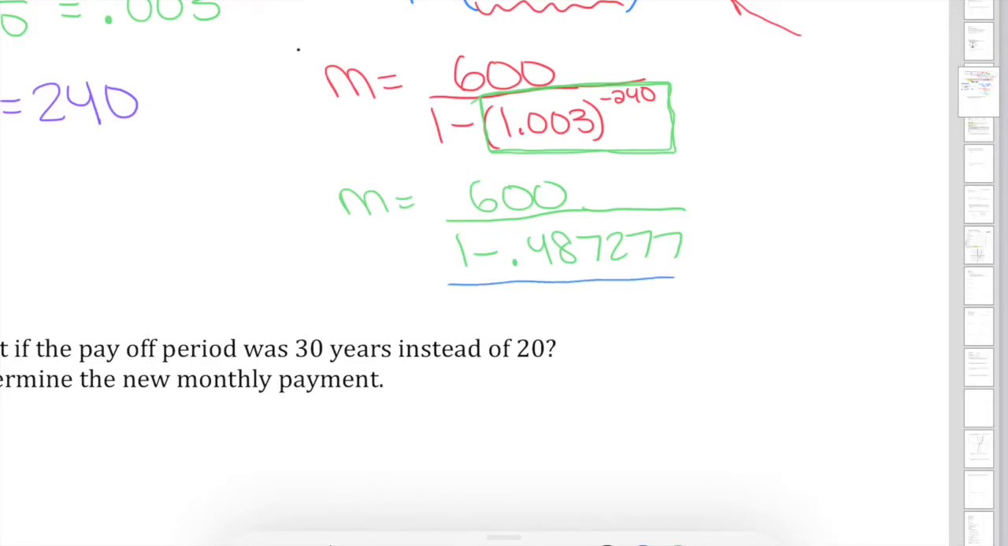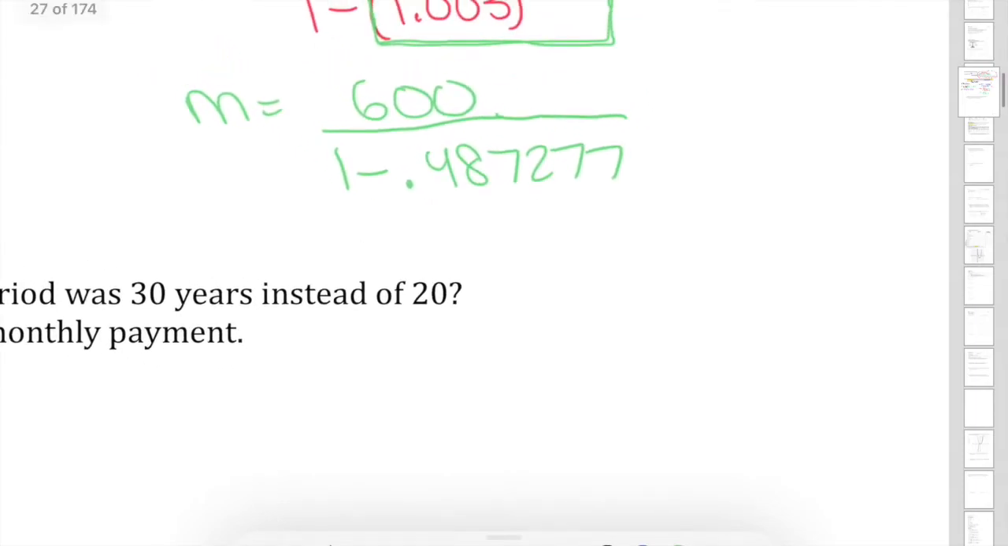Okay, now we are almost done with PEMDAS on the bottom. All we have left is subtraction, so you're just going to plug that in. 1 minus 0.487277. Remember, don't just do 0.4 or 0.48. You've got a lot more decimal than that. Okay, so 1 minus 0.487277 is going to be 0.512723.